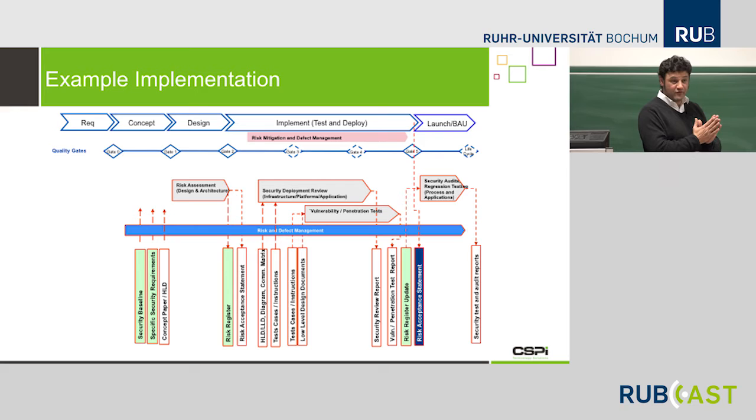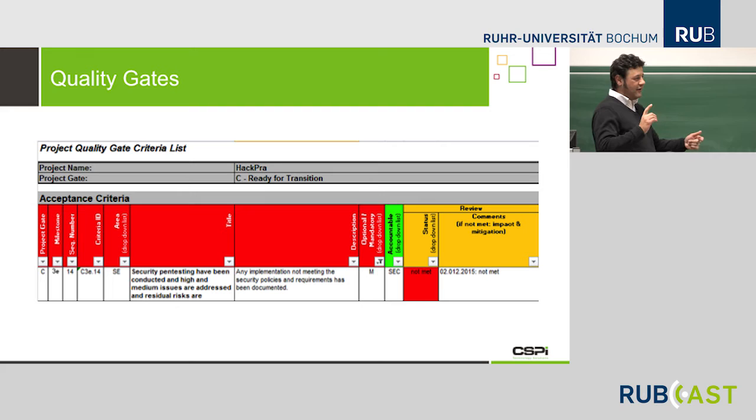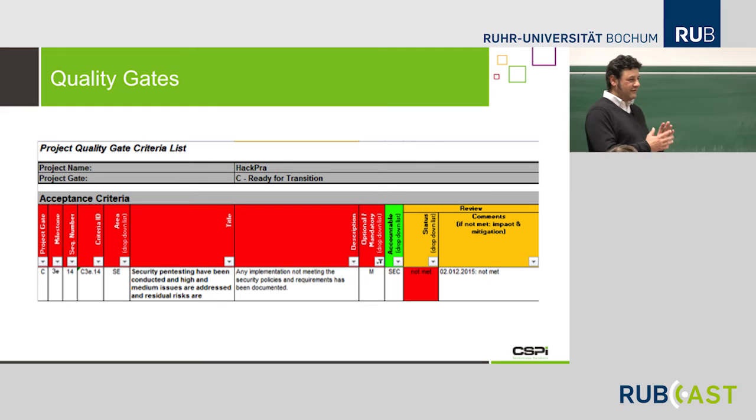So, and this is, let's say, a practical example. That means at the gate, there are gate meetings in the companies, and then there are criteria. The criteria means, okay, is the security review being conducted or not? If it's not conducted and it's mandatory, we see that there is a criteria for if it's mandatory or not mandatory. It's mandatory. That means they cannot move further.